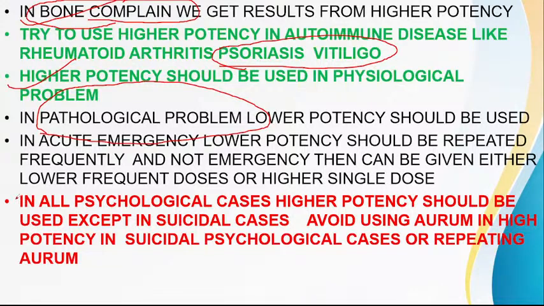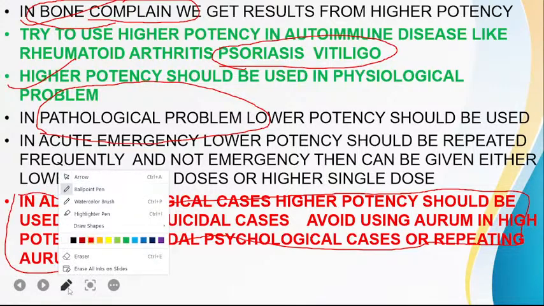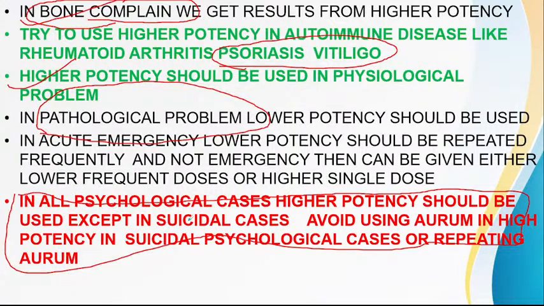Now all the psychological cases, suicidal depression, mania, delirium, all psychological cases need a higher potency. Higher potency should be given in all psychological cases, except there is a great exception. If we talk about suicidal cases, whatever the medicine is, either Natrum, Sulphur, whatever, then try to be safe and do not give a high potency.